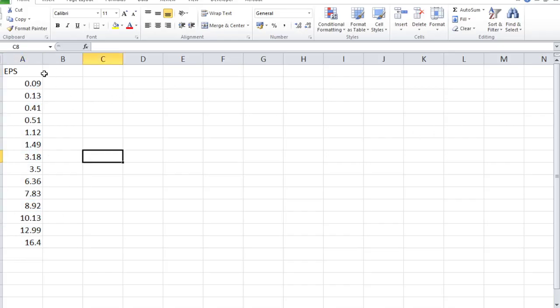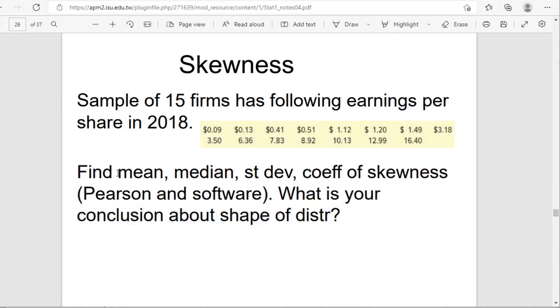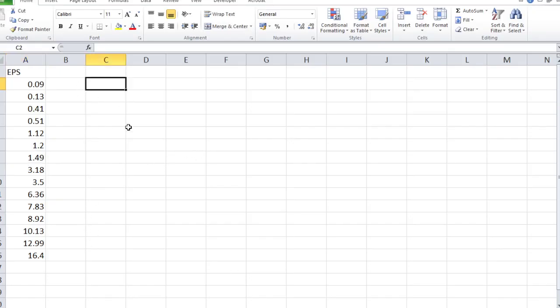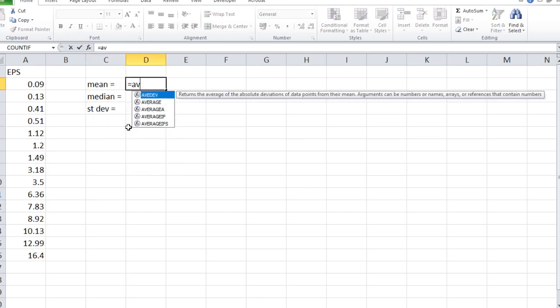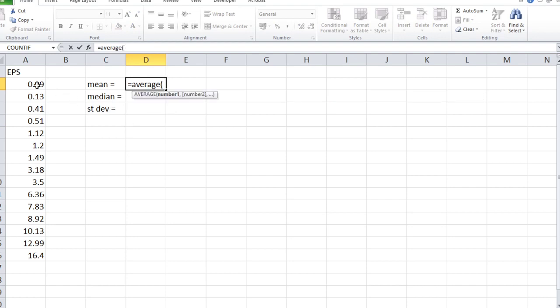We have our earnings per share, 15 observations over here. So let's calculate the mean, median, standard deviation. That's relatively easy in Excel. Let's just say mean here, median here, and standard deviation is going to be placed over here. Mean is a simple average. Hit equals, type average, open the brackets, enter all of this data into your formula, close the bracket, hit enter, very easy. The mean is 4.95 cents in earnings per share.